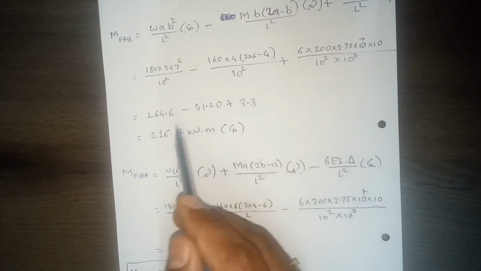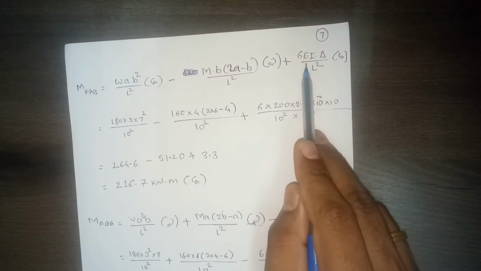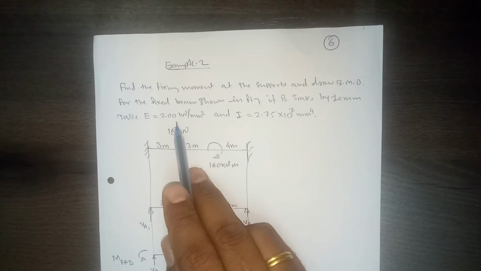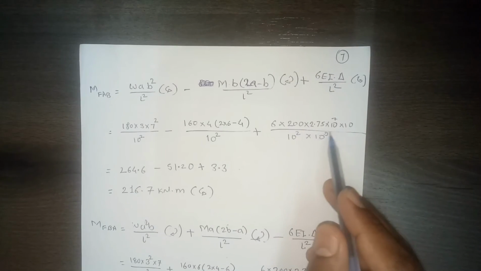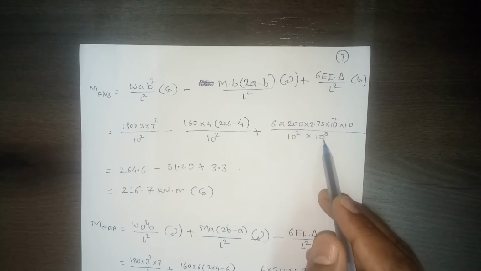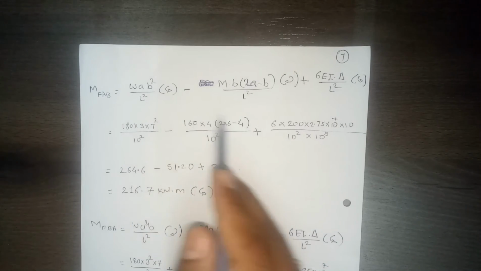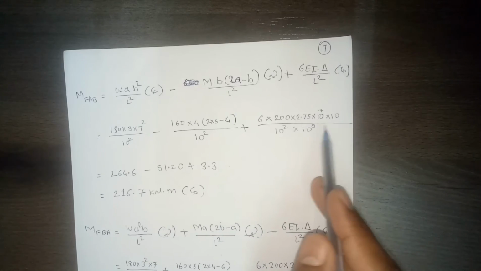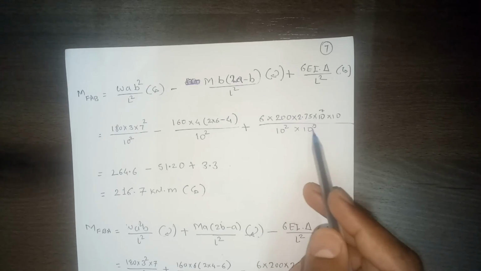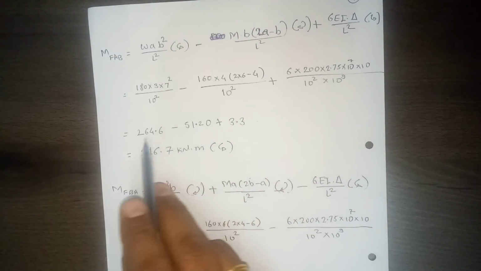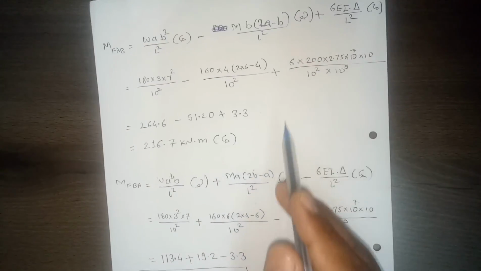Again here you need to convert E and I in terms of kilonewton meter, since the given values are in kilonewton mm square. Here it's in mm to the 4. You have to convert that into kilonewton meter, since all other values are in kilonewton and meter. So this 2.75 into 10 raised to 4 and this 10 raised to 9, that is the adjustment I have done. So I hope you know that.